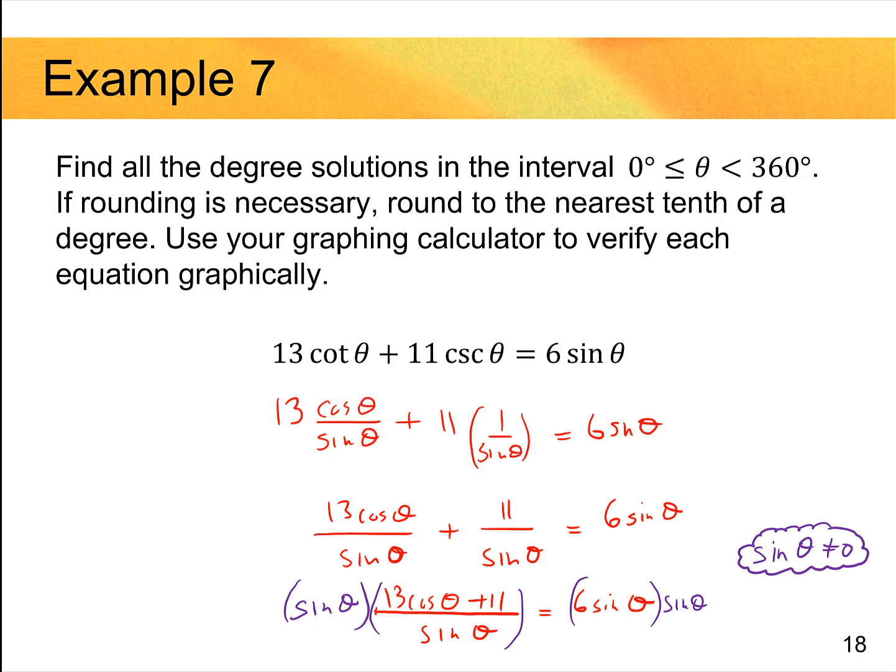So I'm going to cancel both of those out finally. So 13 cosine theta plus 11 is equal to 6 sine squared theta.